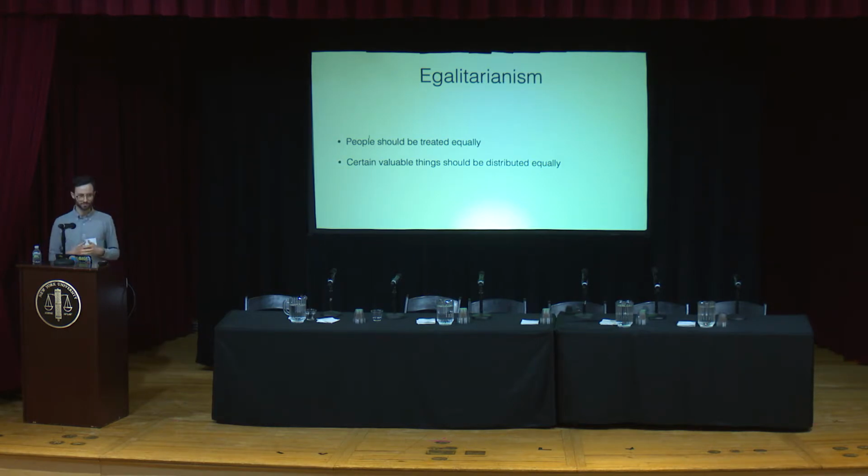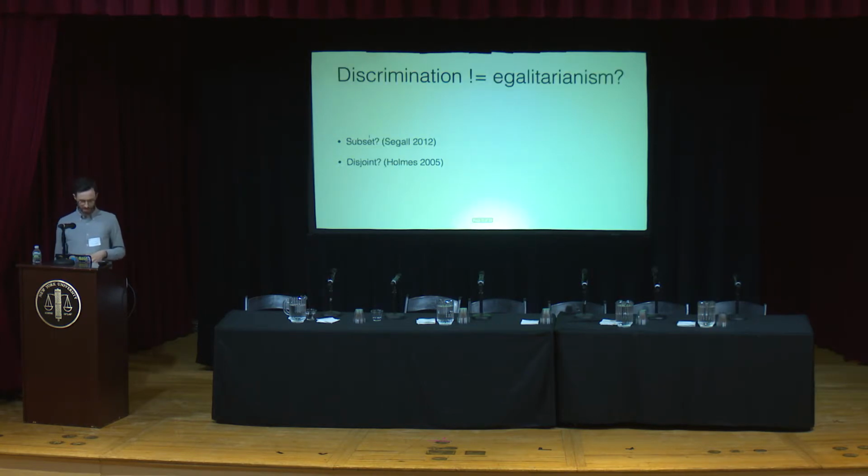So egalitarianism, roughly speaking, there are lots of different variants of it, but if you try and boil it down, it's about A, people should be treated equally, and B, sometimes the claim that certain valuable things should be distributed in some sense equally, right? And there's a debate about the extent to which discrimination is reducible to egalitarianism, or maybe they're really just disjoint things. But I'm not going to go into that here, because I think we can draw conclusions from both literatures, regardless of the relationship between them.